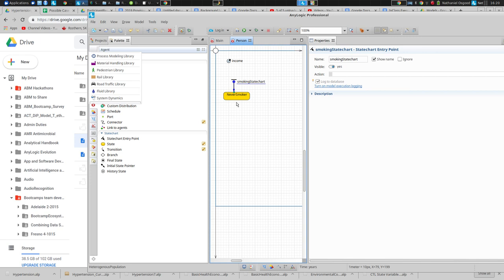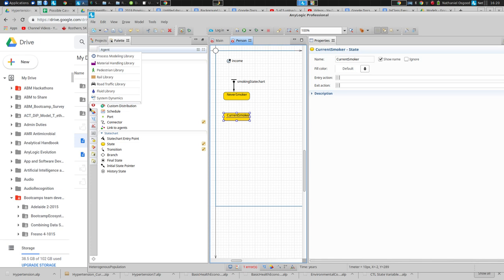So ladies and gentlemen, smoking state chart. For any meaningful change, we're going to need two states. So let's go create a state. It's going to be called current smoker. Okay? Current smoker.